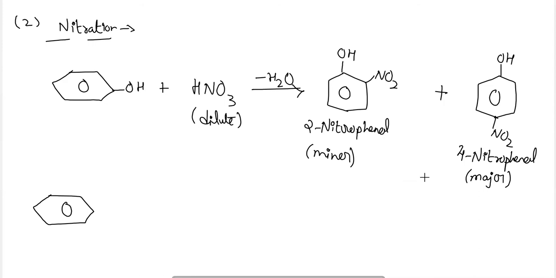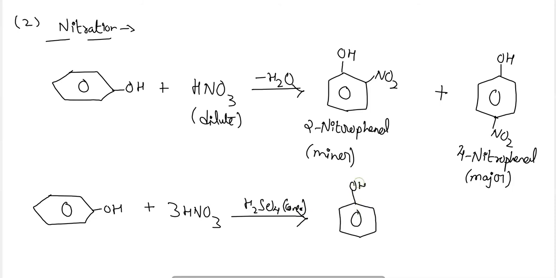In this reaction, if nitric acid is used in excess with concentrated sulfuric acid, then strong nitration of the phenol will take place, and the formation of 2,4,6-trinitrophenol will occur. So this is picric acid. This is termed picric acid.